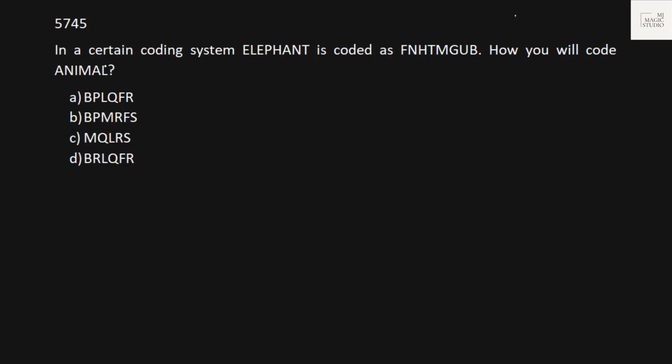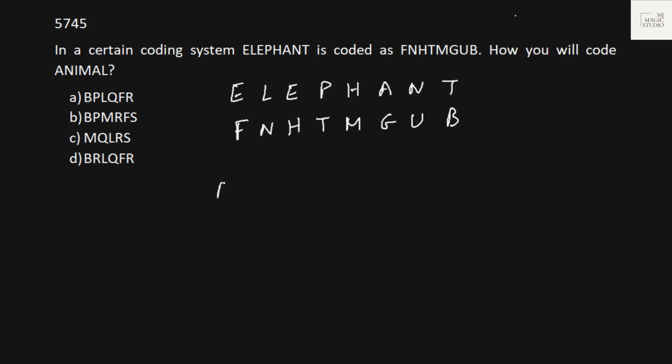Frequently asked coding decoding question: in a certain coding system, ELEPHANT is written as FNHTMGUB. Let me not try with the numbers. EF, okay, ANIMAL, then it would be AB. LMN, NOP, gone, these two options. BP we are getting. EFG and then H, IJKL, BPL, done. This should be the answer, option A.